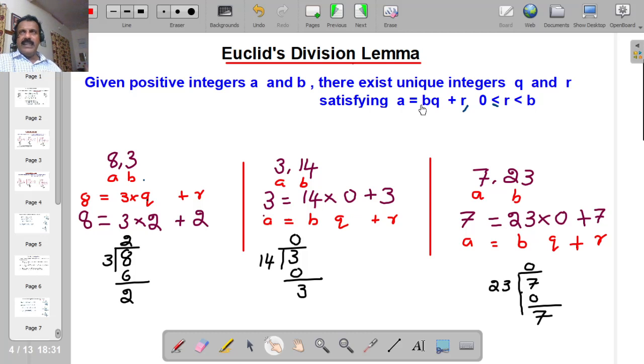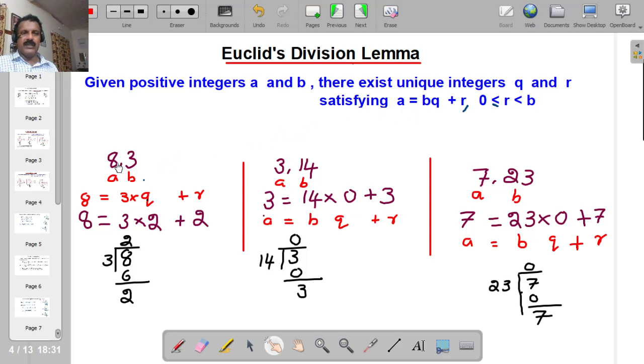So when we divide a by b, the quotient that we get will be a unique number, and the remainder also will be a unique number. So intuitively we feel that this Euclid's division lemma is correct. Anyway, we will be understanding it more with one example.